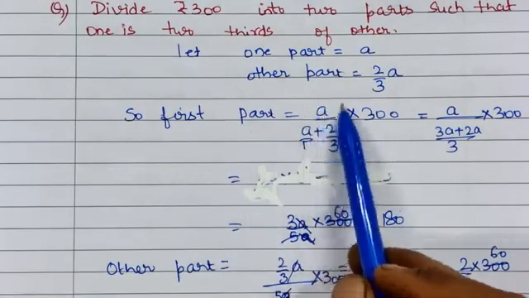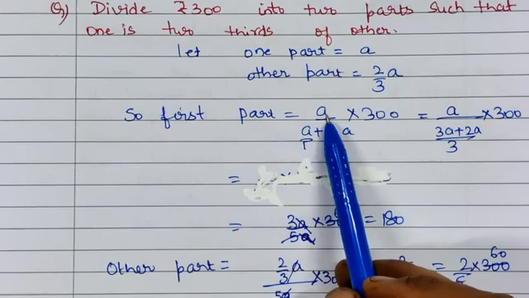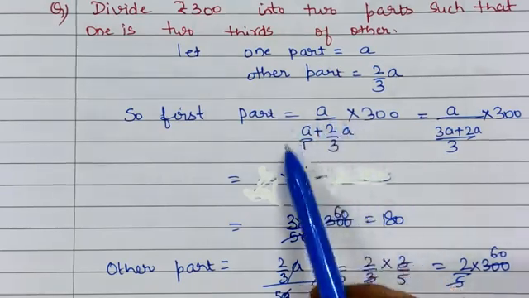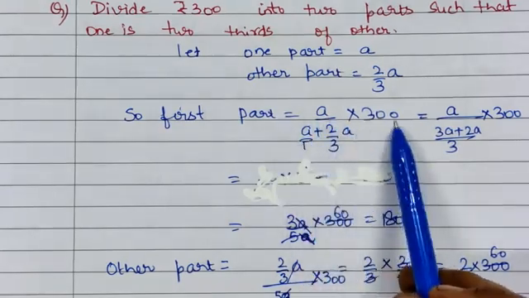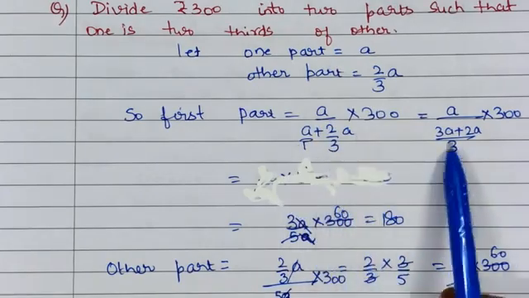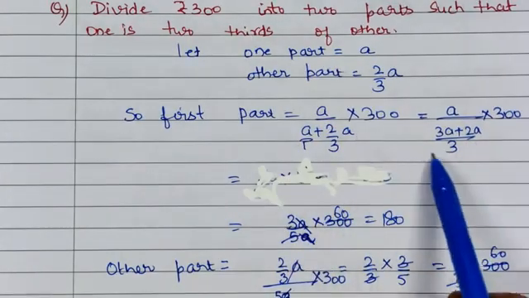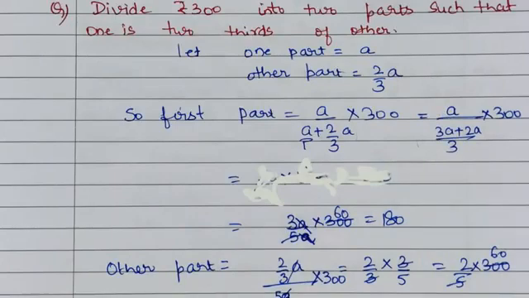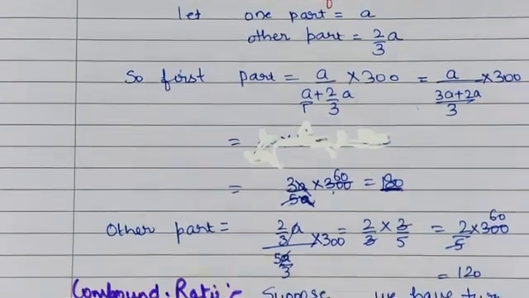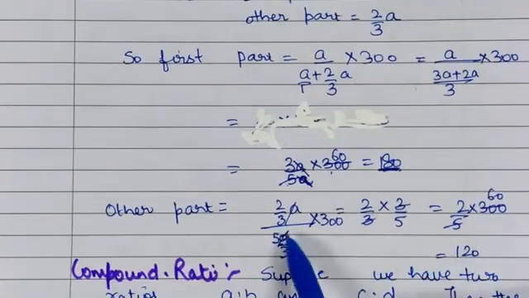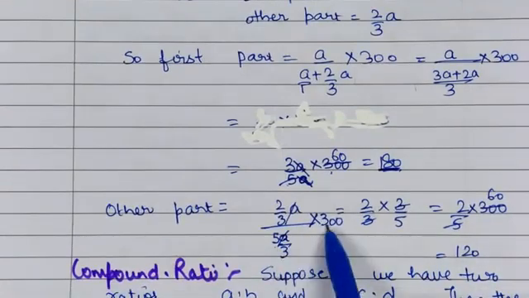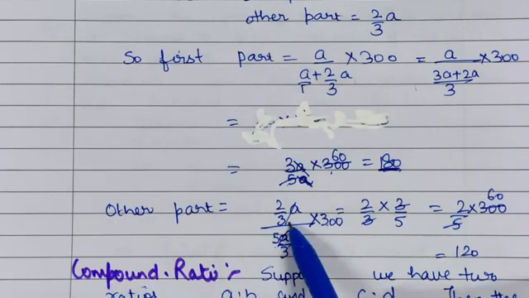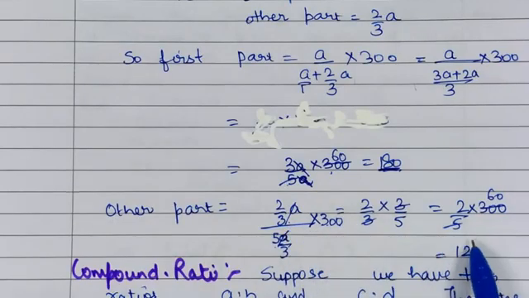So the first part will be what? The first part will be the first part of the ratio upon the sum of 2 parts, into the number. Take the LCM in the denominator. We get this 3 will go up. We get 3a upon 5a into 300, that is 180. Similarly, the other part will be 2 upon 3a upon 5a upon 3 into 300. This will cancel.